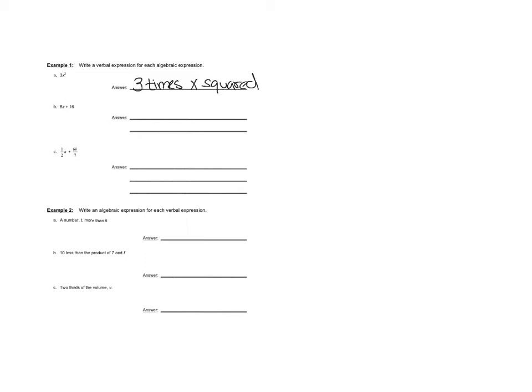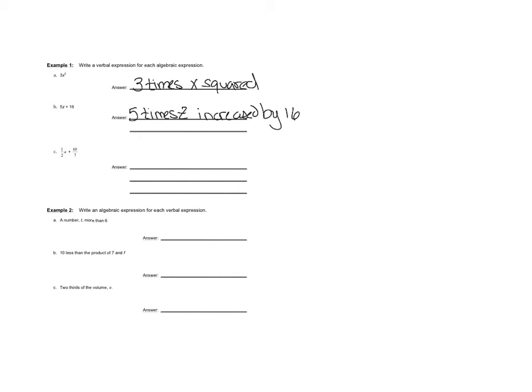Okay, example 1b, 5z plus 16. So I could, again, use the vocabulary. For the 5z, that represents multiplication. So I could say 5 times z, and then plus. If I look up under addition, I could use more than, some, plus, increased by, etc. So I'm going to say 5 times z increased by 16. Some other options are the product of 5 and z plus 16, or the sum of 5 times z and 16.